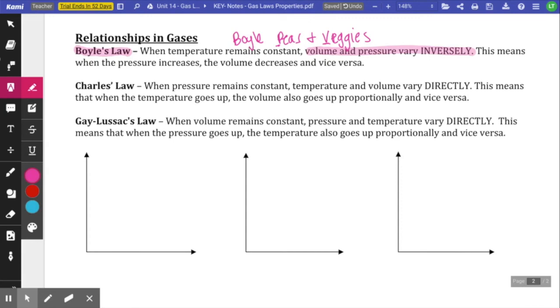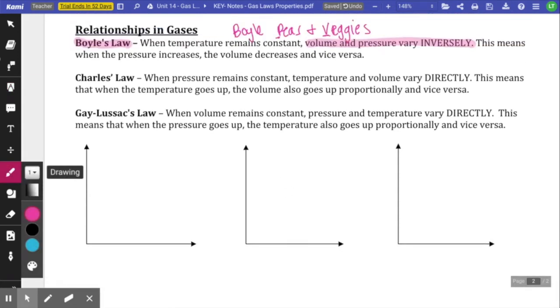So as volume increases, pressure is going to decrease. That's the law. We're also going to show you a quick graphical representation of this. So I'm going to do Boyle's law right here. It's an inverse relationship. As my pressure decreases, my volume is going to increase, or as my volume increases, my pressure will decrease as well. I guess that's the same thing, just backwards. Anyways, Boyle's law, you boil peas and veggies. Pressure and volume are inversely related.